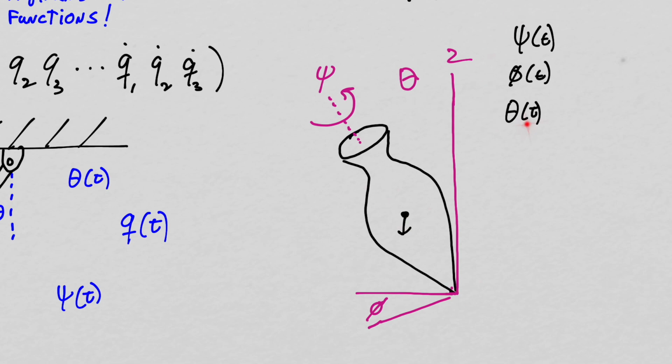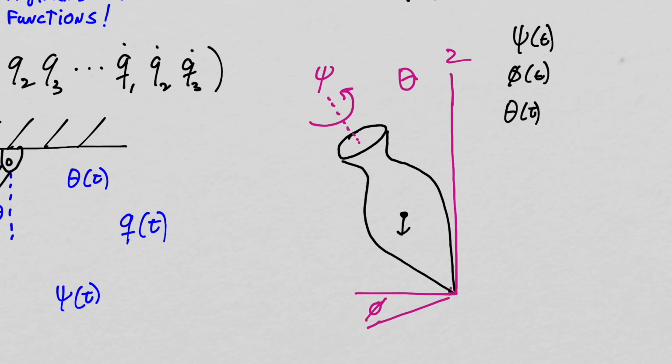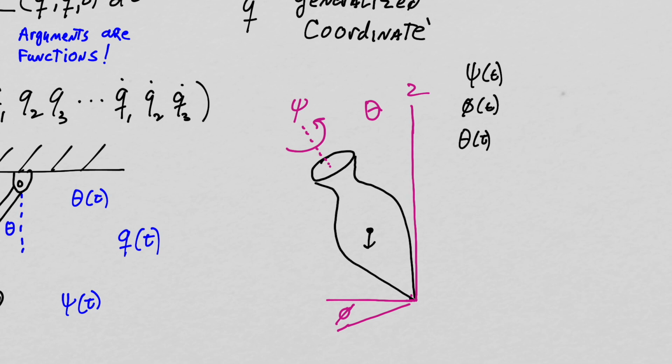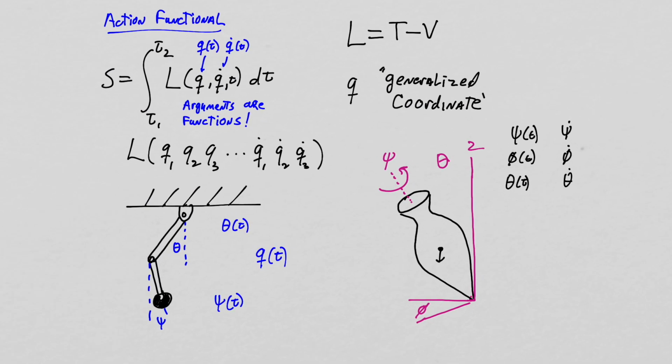So these are the generalized coordinates, and they have their generalized velocities. They have psi dot, phi dot, and theta dot. So that's the first thing to understand: these arguments are functions, and they're functions of time, and the Lagrangian is ultimately a function of time in that sense.